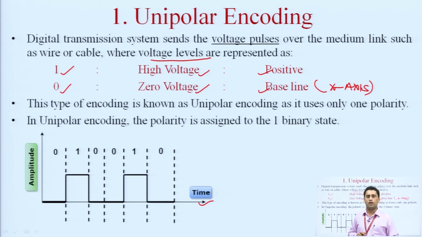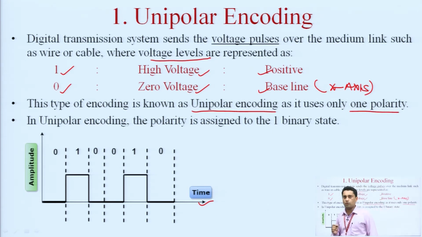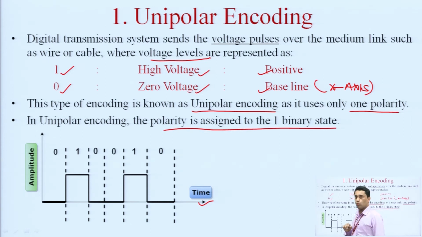So, this is another category of algorithm. This type of encoding is basically known as unipolar encoding, and it uses only one polarity level, which is on the positive side. In unipolar encoding, you can see the polarity is assigned to only one state, which is above. We have two combinations: 0 is baseline and 1 is the upward direction, the positive edge, high voltage.